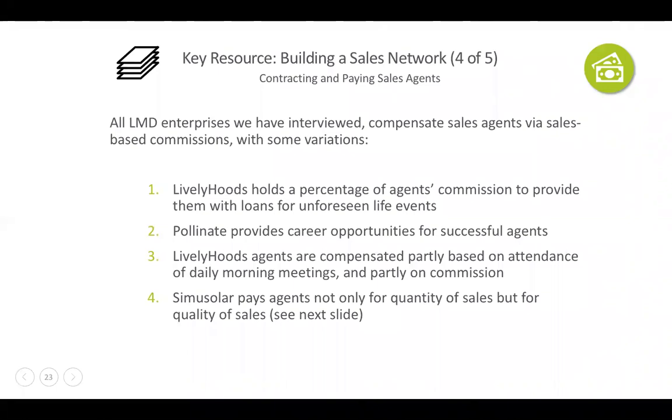Pollinate Energy provides career opportunities for successful agents, such as becoming part of telecenters, helping service products after they are sold, and mentoring other agents. Another example is SimuSolar, which pays agents not only for quantity of sales, but for quality of sales, as you'll see on the next slide.